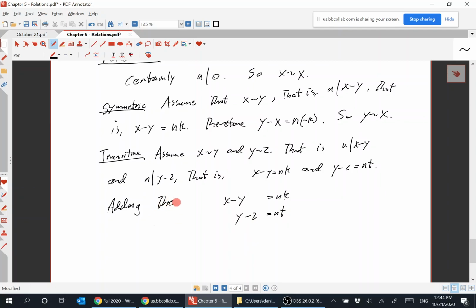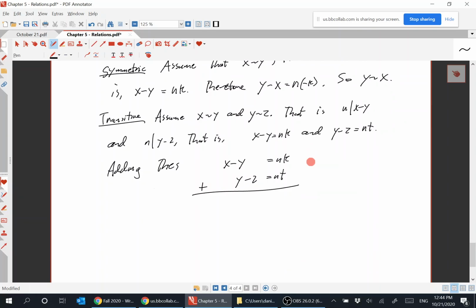Right, so adding these, what do we get? We get that x minus z is equal to n times (k plus t), which is a multiple of n. So adding these, we get this. So what's the conclusion? That it is an equivalence relation. Well, that x is related to z. And then that's it.